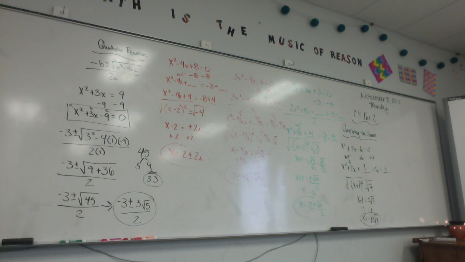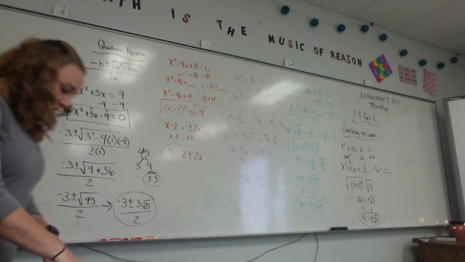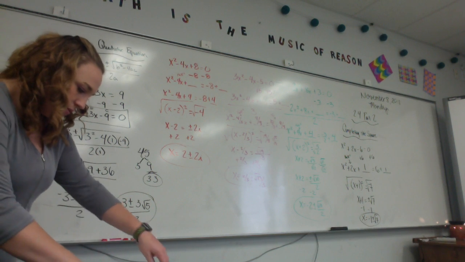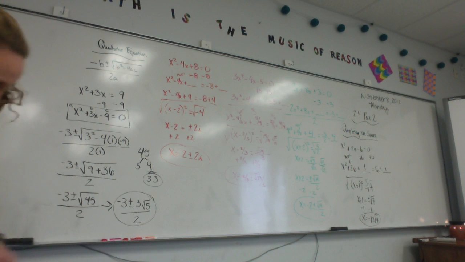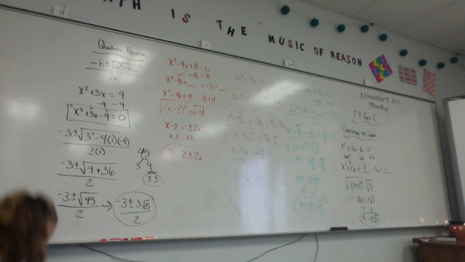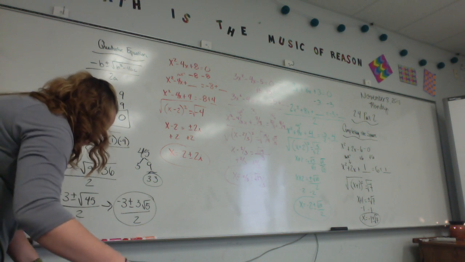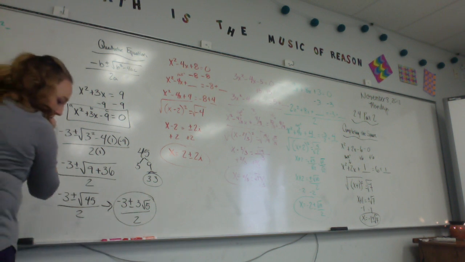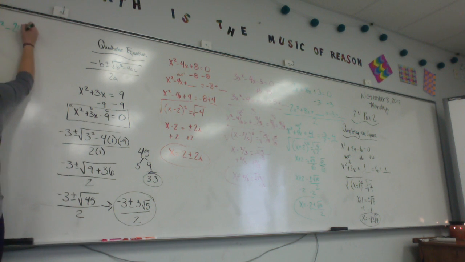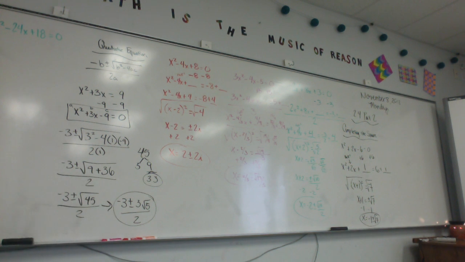Quadratic formula. We'll do another quadratic formula. We're going to save the word problems for tomorrow. Okay. Another quadratic formula. Let's say we have 8x squared. This will be the last one. 8x squared minus 24x plus 18 equals 0. Okay, solve using quadratic formula.